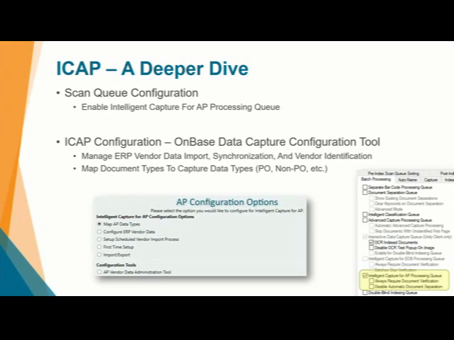But then we map out our different document types to those capture data types, again, those PO versus non-PO, support documents, and so on and so forth. And then we map out the OnBase keywords associated with our mapped document types to those captured data types. A good example is you might call in your system invoice number INV pound. Well, that's going to map to that captured data type of an invoice number.